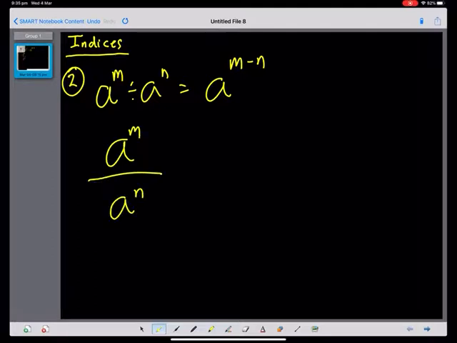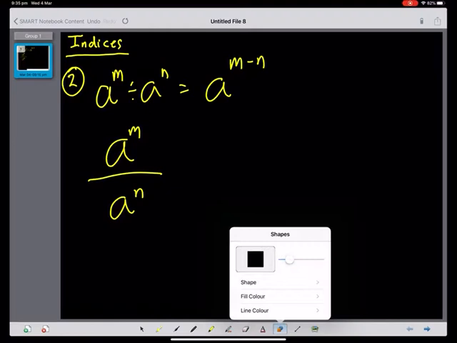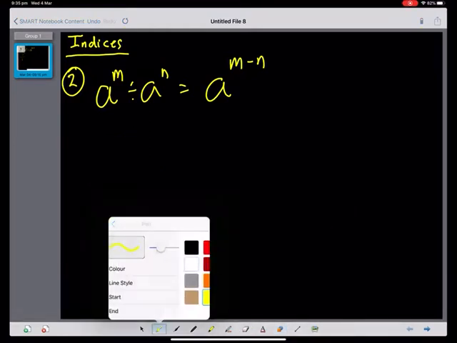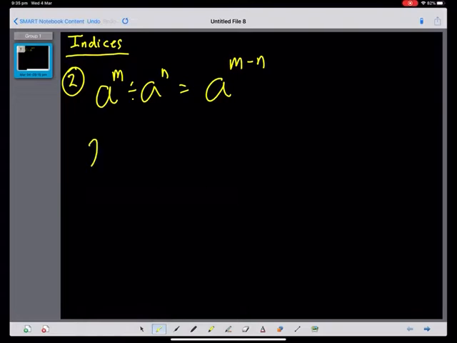Now, I prefer writing this index law like this. If we've got a division sign there, those little dots stand for numbers. And the posh word for the line is it's called the vinculum. Let's do an example of why this works. Let's have a look at 2 cubed divided by 2 squared.